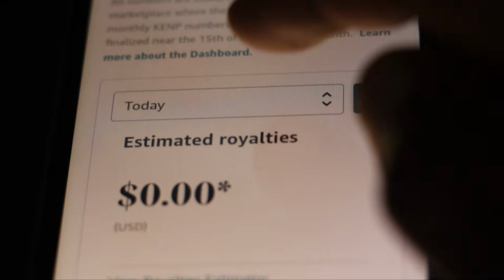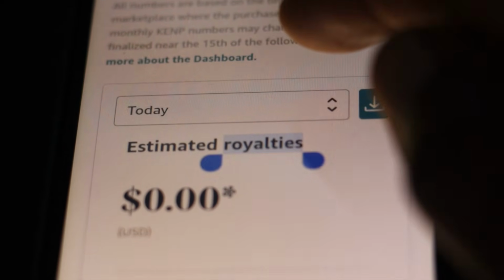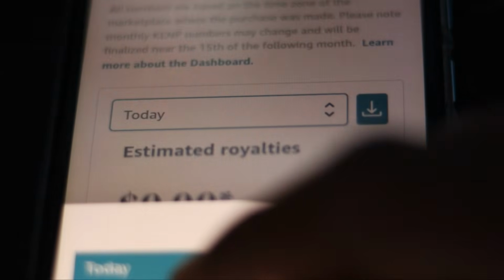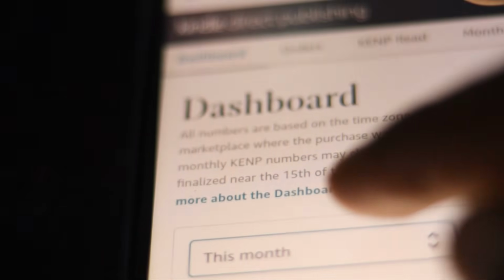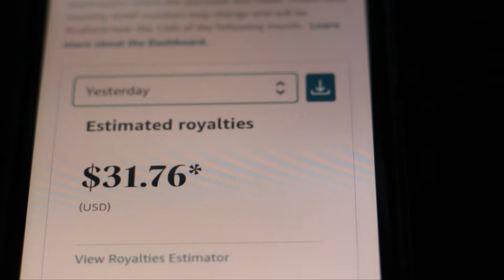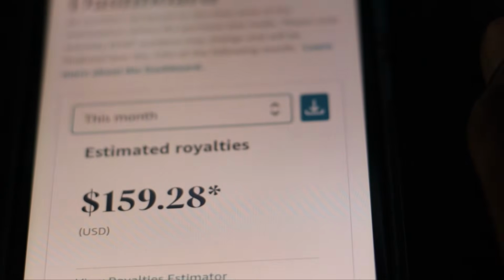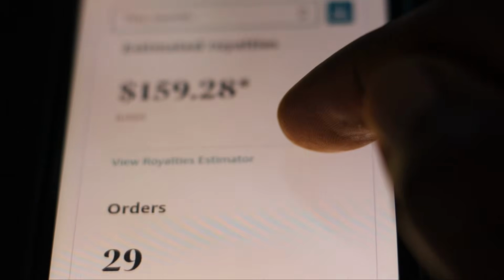So today so far we have made $0. We have not made any money so far. So for yesterday, let's see how much we have made. So yesterday we made $31.76. So that's how much we made for the 4th of October. And if we are going to put the total now, it will be $159.28. So that's the total of how much we have made so far between the 1st of October to the 4th of October without running ads on Amazon.